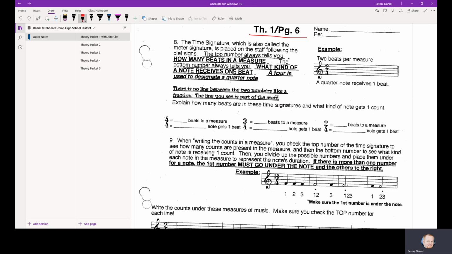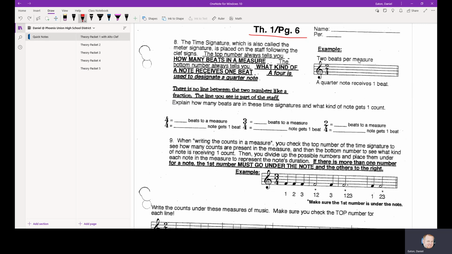So we are starting with page 6. Here we go. The time signature, which is also called the meter signature. FYI, I've never heard it called the meter signature. I always have heard it called the time signature. That is placed on the staff following the clef signs. The top number always tells you how many beats in a measure. The bottom number always tells you what kind of note receives 1 beat. A 4 is used to designate a quarter note.